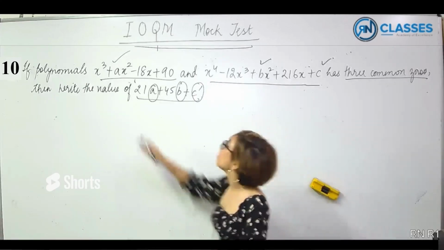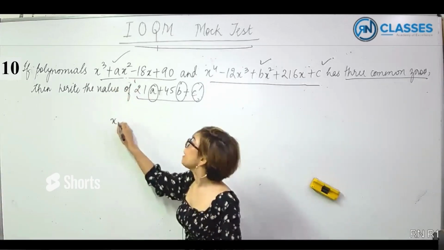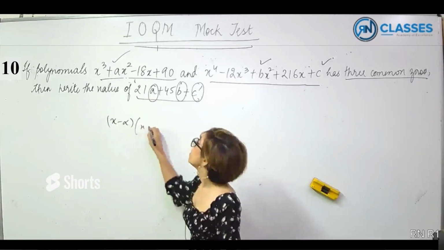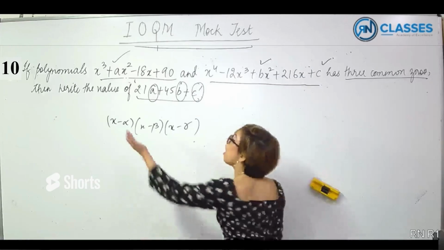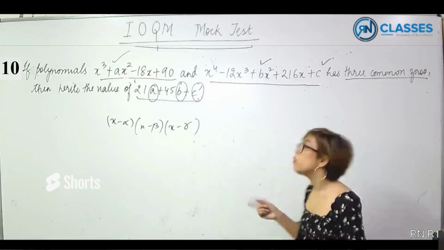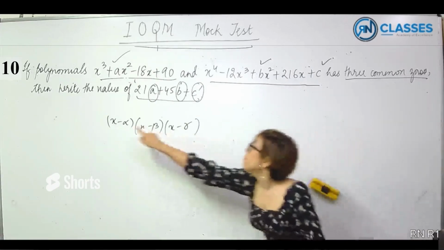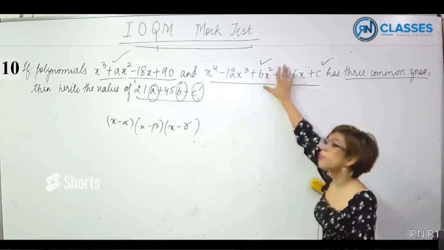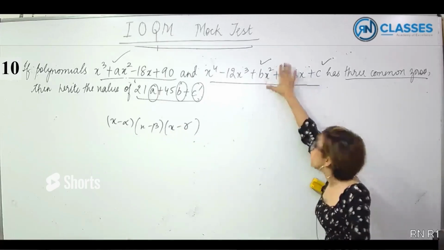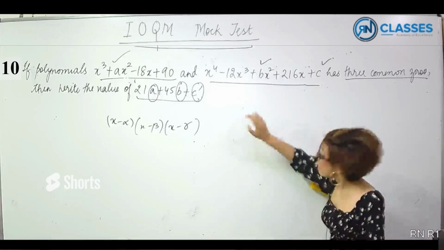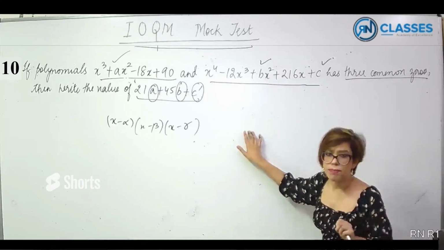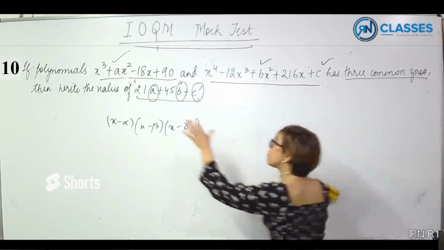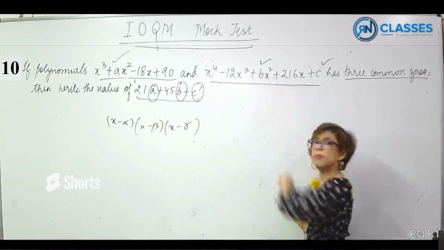That means what? The factors must be like x minus alpha into x minus beta into x minus gamma. Right? And obviously zeros are alpha, beta, gamma. Now we know they have 3 common zeros. That means alpha, beta, gamma must be zeros of this polynomial. That means it will also have a factor of x minus alpha, x minus beta into x minus gamma and an additional linear factor. Right? Mind it, these factors are already present over here.